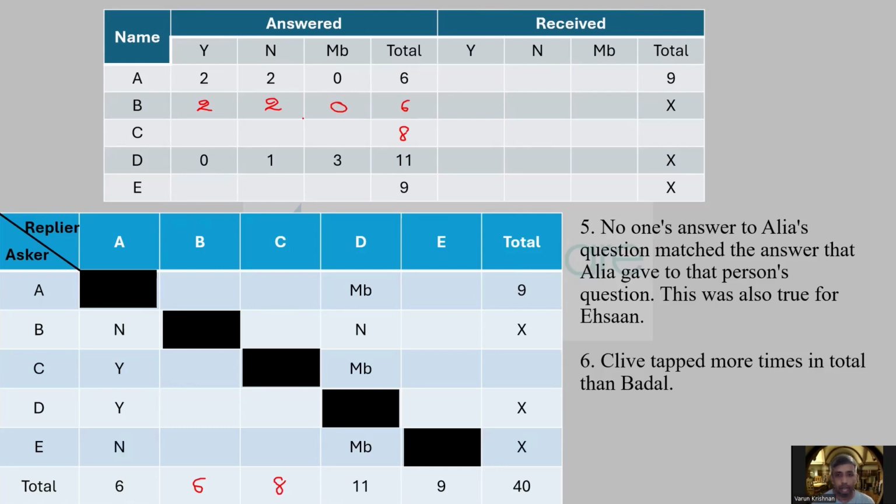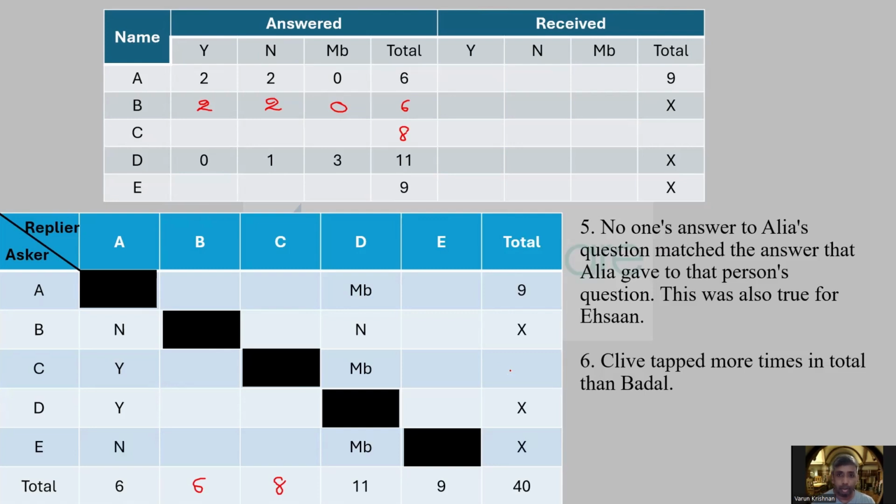Also, we can see that column-wise, the number of taps received is 9 plus 3x plus whatever Clive has received. So we can also predict the value of x. What can be the value of x? 40 minus 9 is 31. So the remaining 4 cells have to add up to 31. So the value of x can be maximum 10, because 3 into 10 is 30. But can x have the value of 10? No, it can't. Because then Clive must have received 1 tap, which is not possible, because he's already receiving minimum 3 plus 1, 4 taps. And if Badal and Ehsaan even answer yes and yes, he's receiving at least 6 taps. So the value that Clive is receiving has to be more than 6.